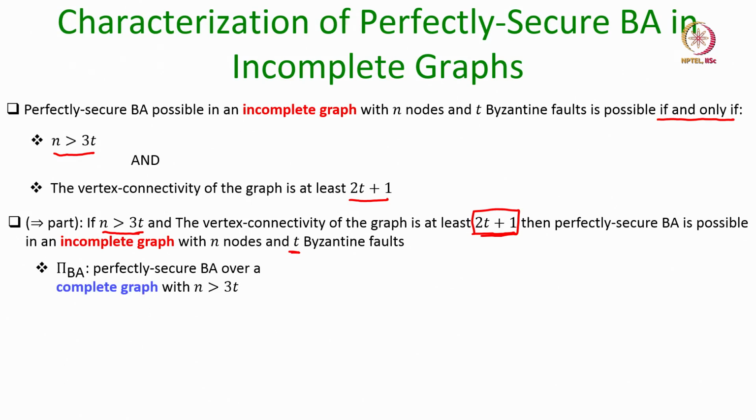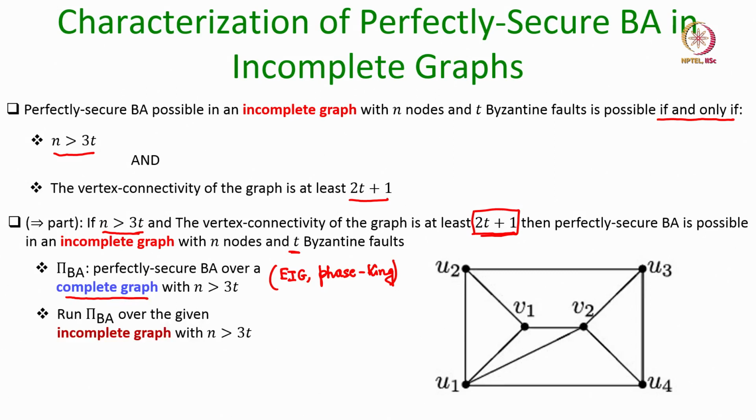And the proof is very simple. You take any perfectly secure BA protocol over a complete graph with the condition n greater than 3t, say the EIG protocol or the phase king protocol, whichever protocol you want, where we have a complete graph. But now we want to design a protocol over an incomplete graph. So, we can't run the EIG protocol or the phase king protocol over an incomplete graph, because in the EIG protocol there are instructions that every party sends some message to everyone else. But in this incomplete graph, we do not have a direct channel between every pair of parties.